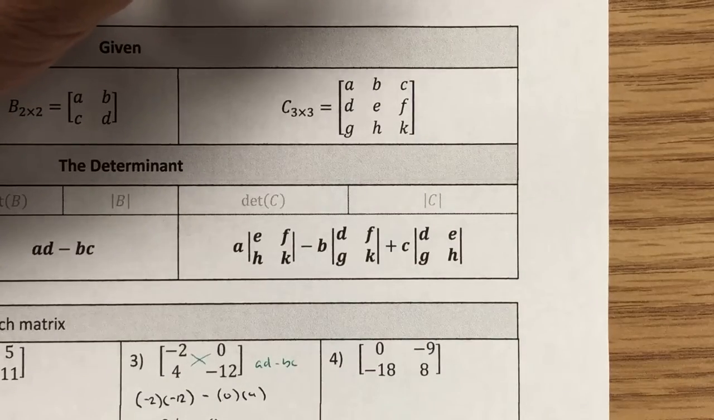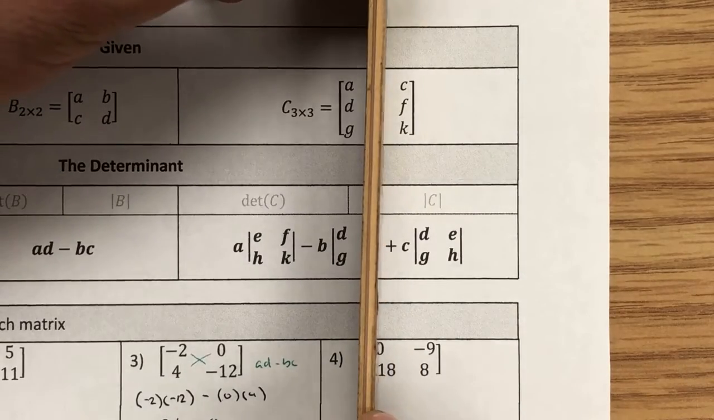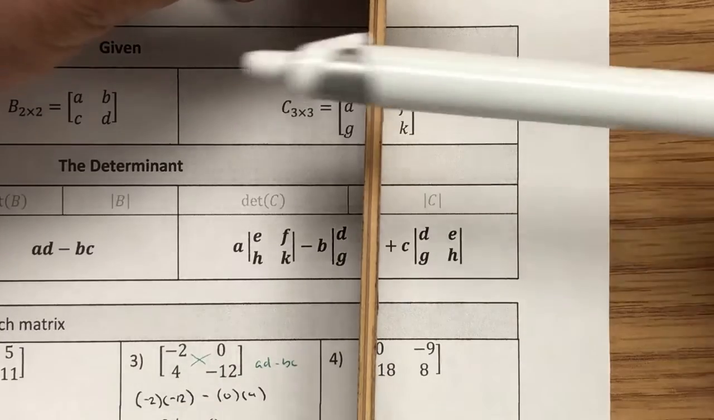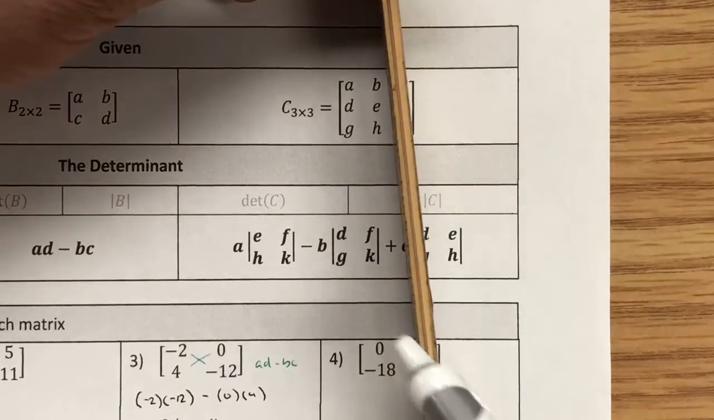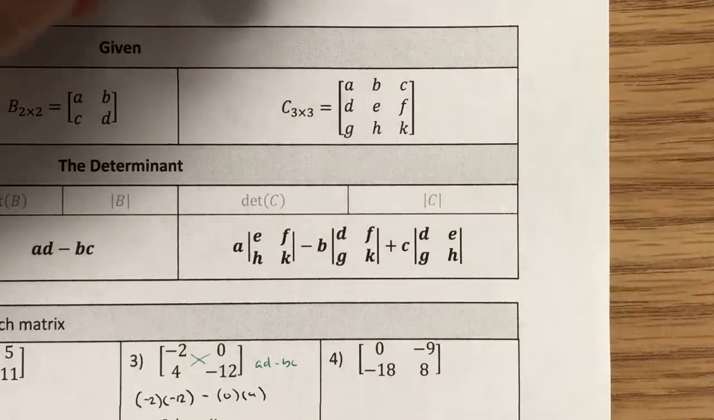If we're looking at B and we cover up that central row, it's a little bit too big. Let's try something a little smaller. If I cover up the B column and the B row, it's going to be DFGK. We notice that the B is going to be DFGK. This is what we call cofactoring.